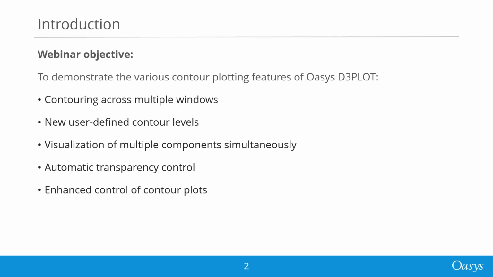The objective of today's webinar is to demonstrate the various contour plotting features that will help you with visualizing data on top of models in Oasys D3PLOT. We will cover features that will help you compare contour plots for any data component across multiple models and multiple windows. New functionality available when contour plotting with user-defined contour levels. Visualization of multiple data components simultaneously on a single contour plot. Automatic transparency. Plotting data with vector arrows.